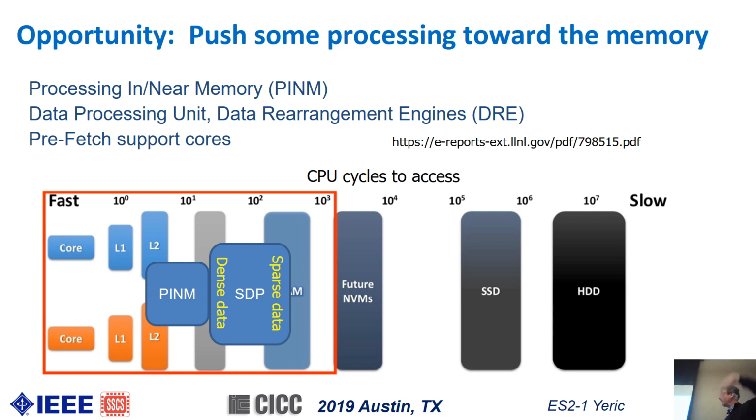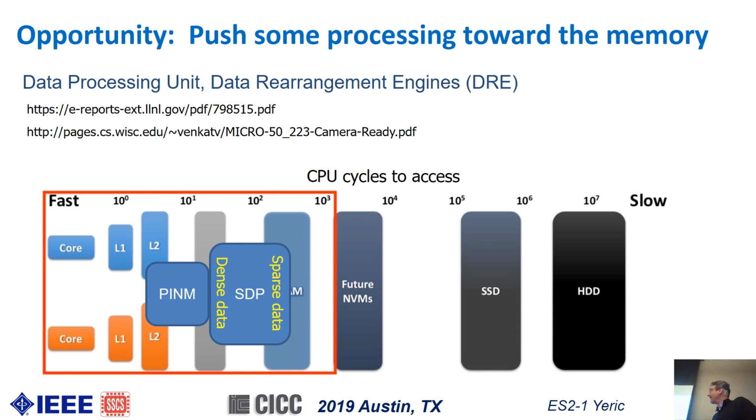So there are opportunities to put intelligence into the memory levels to do some of these simple things. Rearrange data, query data, these kinds of things. So this is the topic of processing in or near memory. Lots of opportunity to really improve at the system level with some clever circuit design that's near the memory, not part of the CPU over on the left.